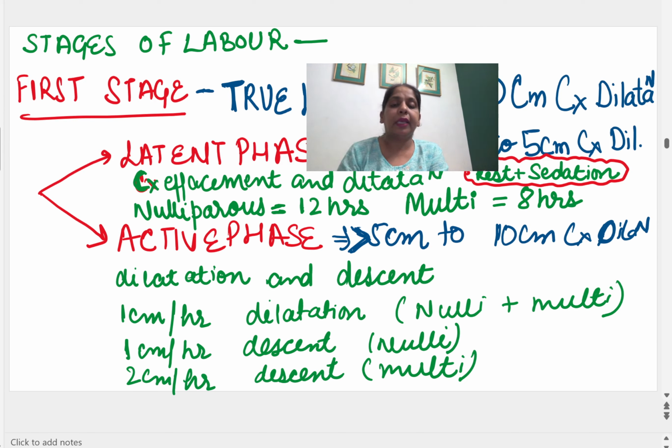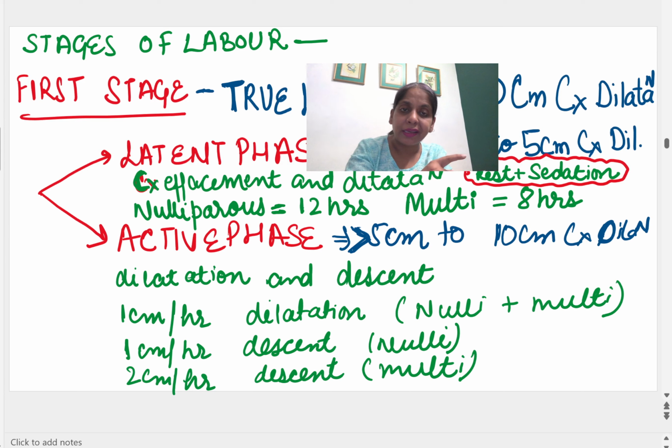Once again, what happens in the active phase? Dilatation of the cervix and descent of the fetal head occur. What is the speed of the dilatation? 1 centimeter per hour. So what will be the speed? Kahan se kahan aana hai?